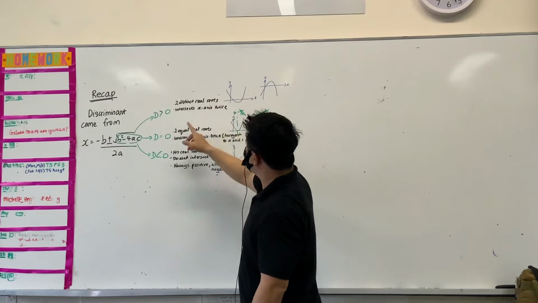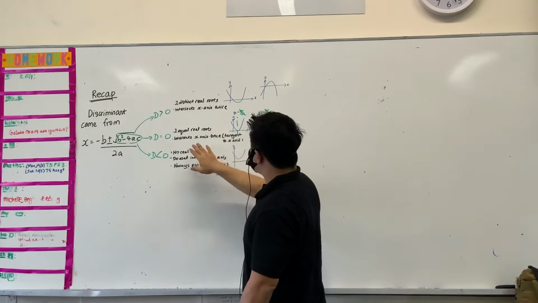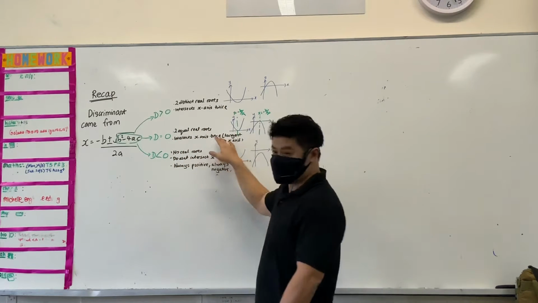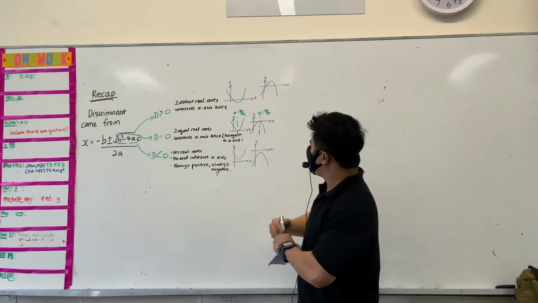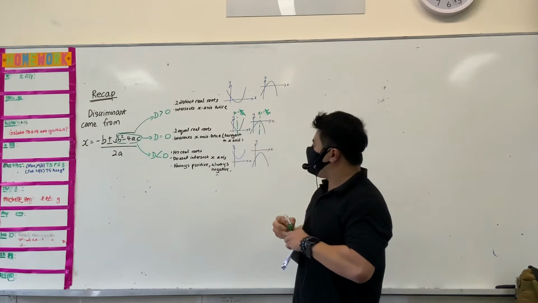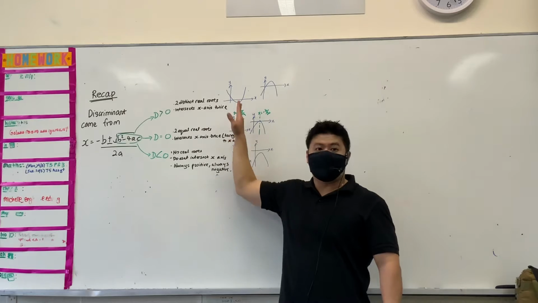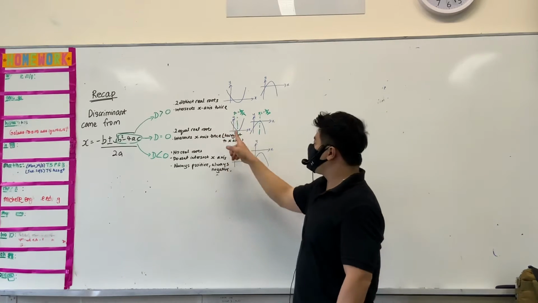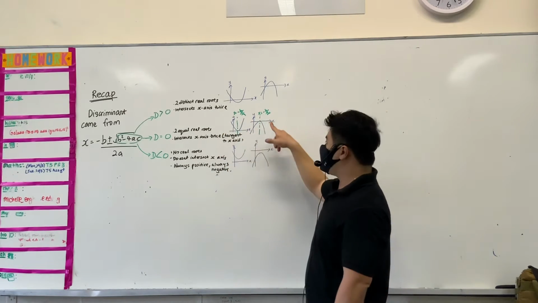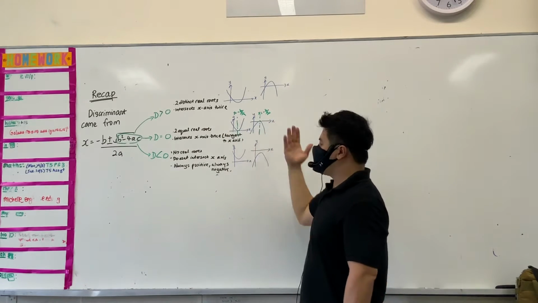So two equal real roots that intersect the x-axis once. There's only one intersection, and the point where it intersects is also the line of symmetry. Now, for this one a is more than 0, and for this one a is less than 0. Happy face or sad face.